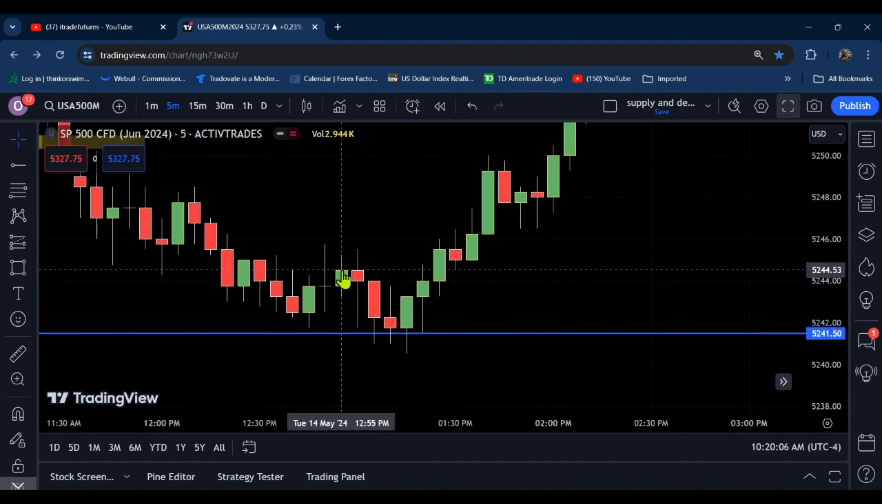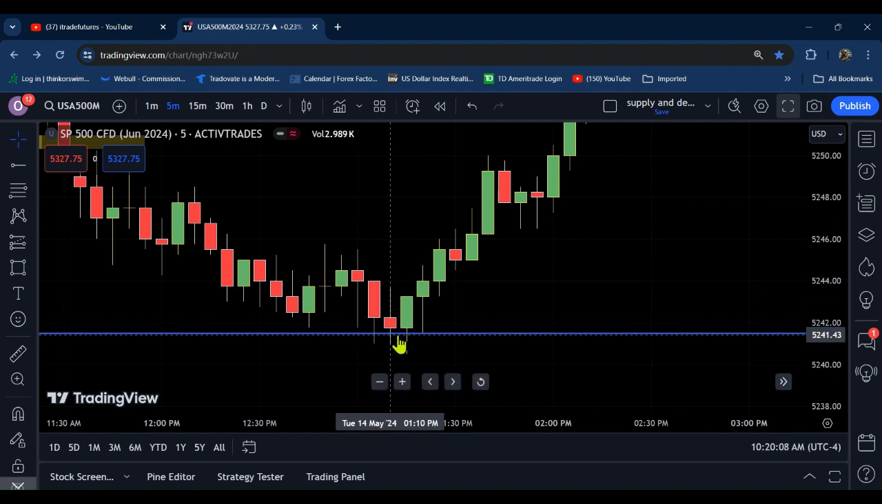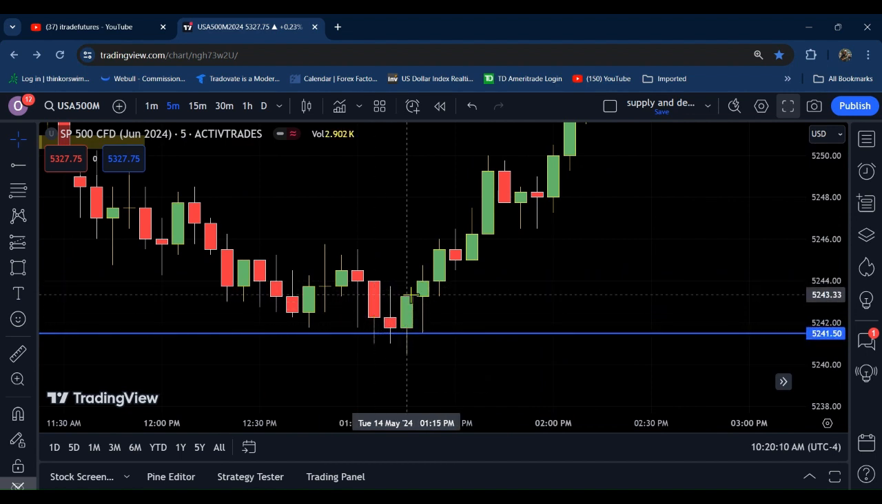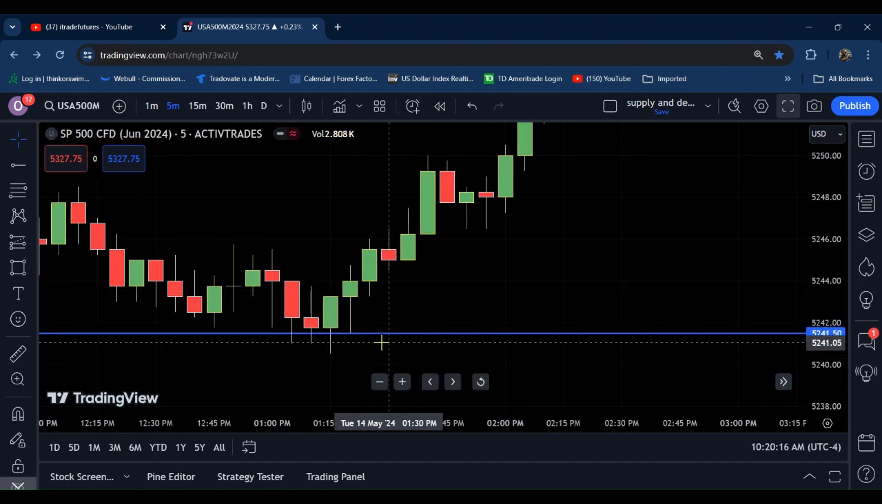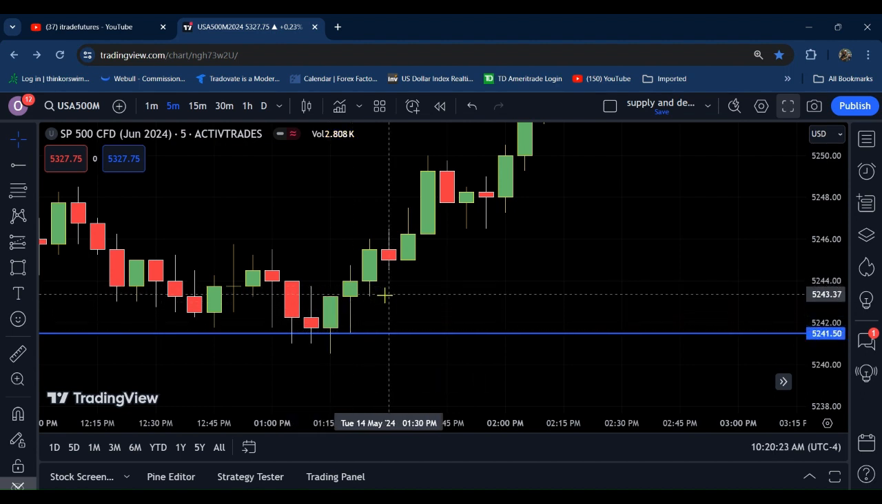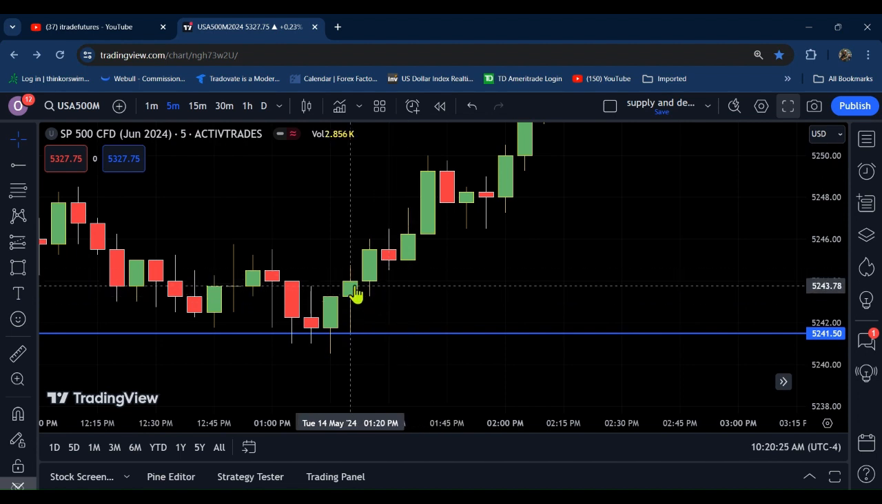So now we're looking for kind of a rebalance. We hit and we went straight back up, trying to rebalance price there. We came back down. We did not make a new low. We stopped right there. So that's got our attention. From there, we're just looking for some sort of a fair value gap, something.